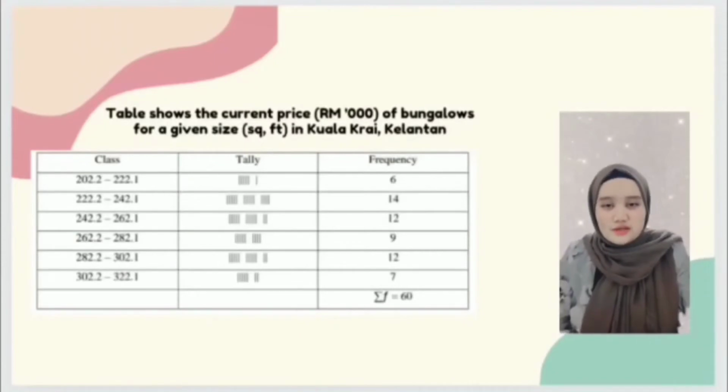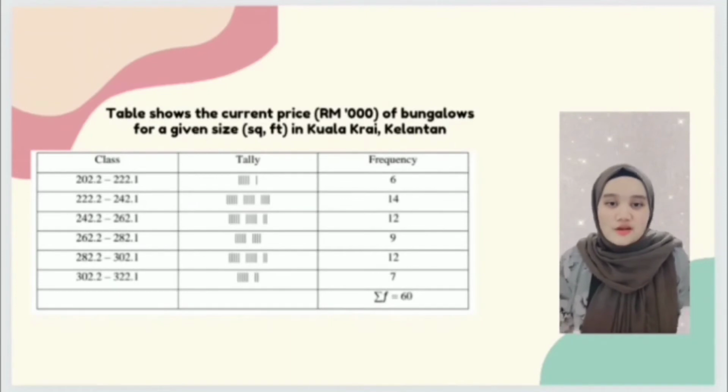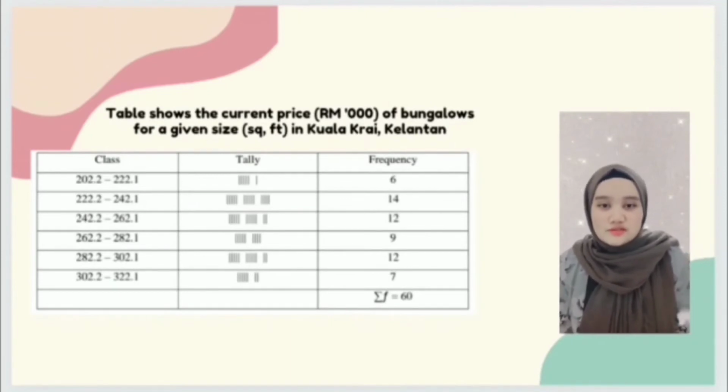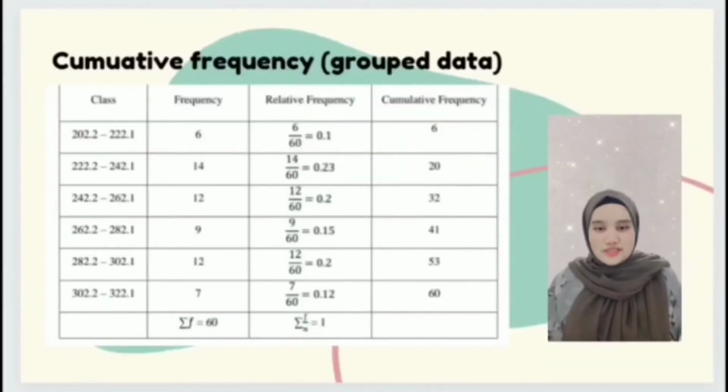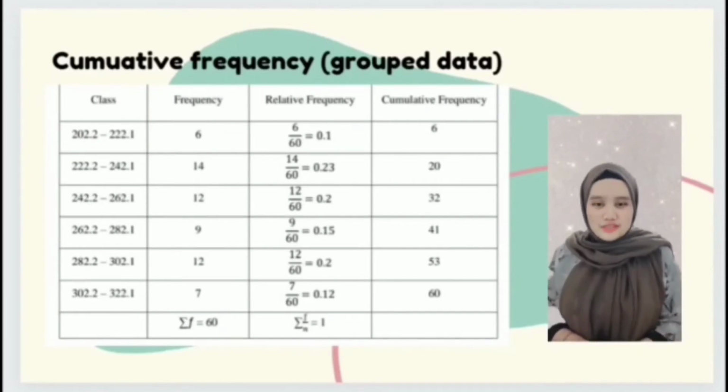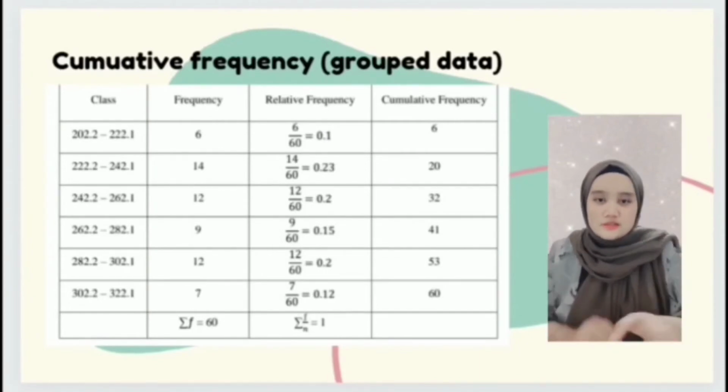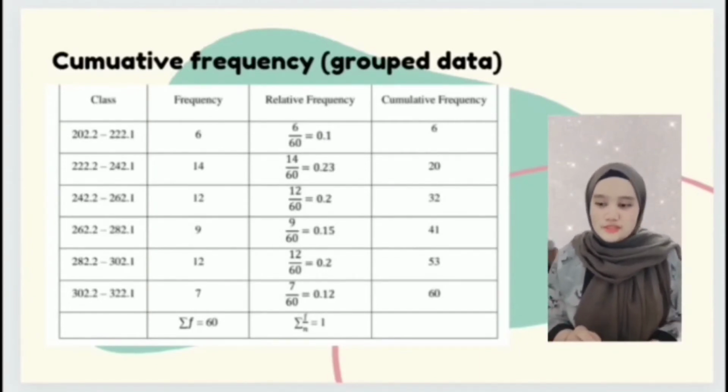The table shows the current price of the bungalow for a given size in Kuala Krai, Kelantan. The frequency is 6 for the class of 202.2 until 222.1. The frequency is 7 for the class of 302.2 until 322.1. Cumulative frequency for grouped data: the relative frequency is 0.1 and the cumulative frequency is 6 for the class of 202.2 until 222.1. The relative frequency is 0.12 and the cumulative frequency is 60 for the class of 302.2 until 322.1.